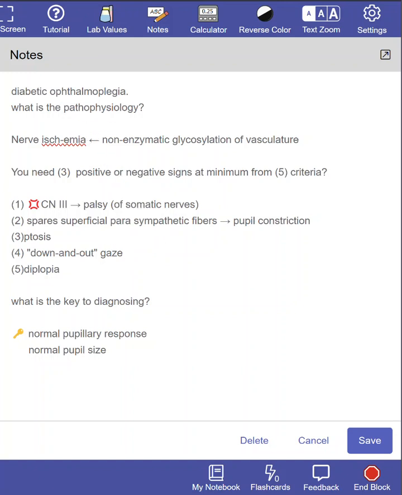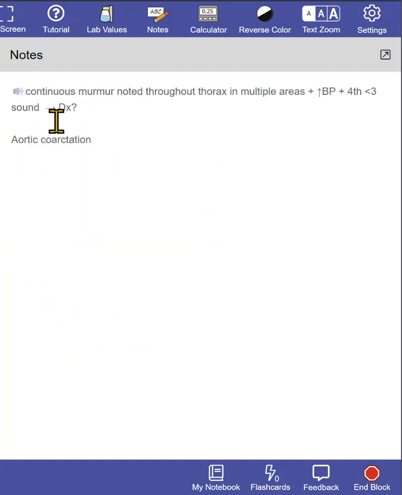We're talking about a central infarction that is in the center, and so it's sparing the parasympathetics, which run along the exterior of the oculomotor nerve. As a result of it being central, you won't have these pupil constriction symptoms. And then you have normal pupillary response and normal pupil size. Sorry, the opposite things of that one.